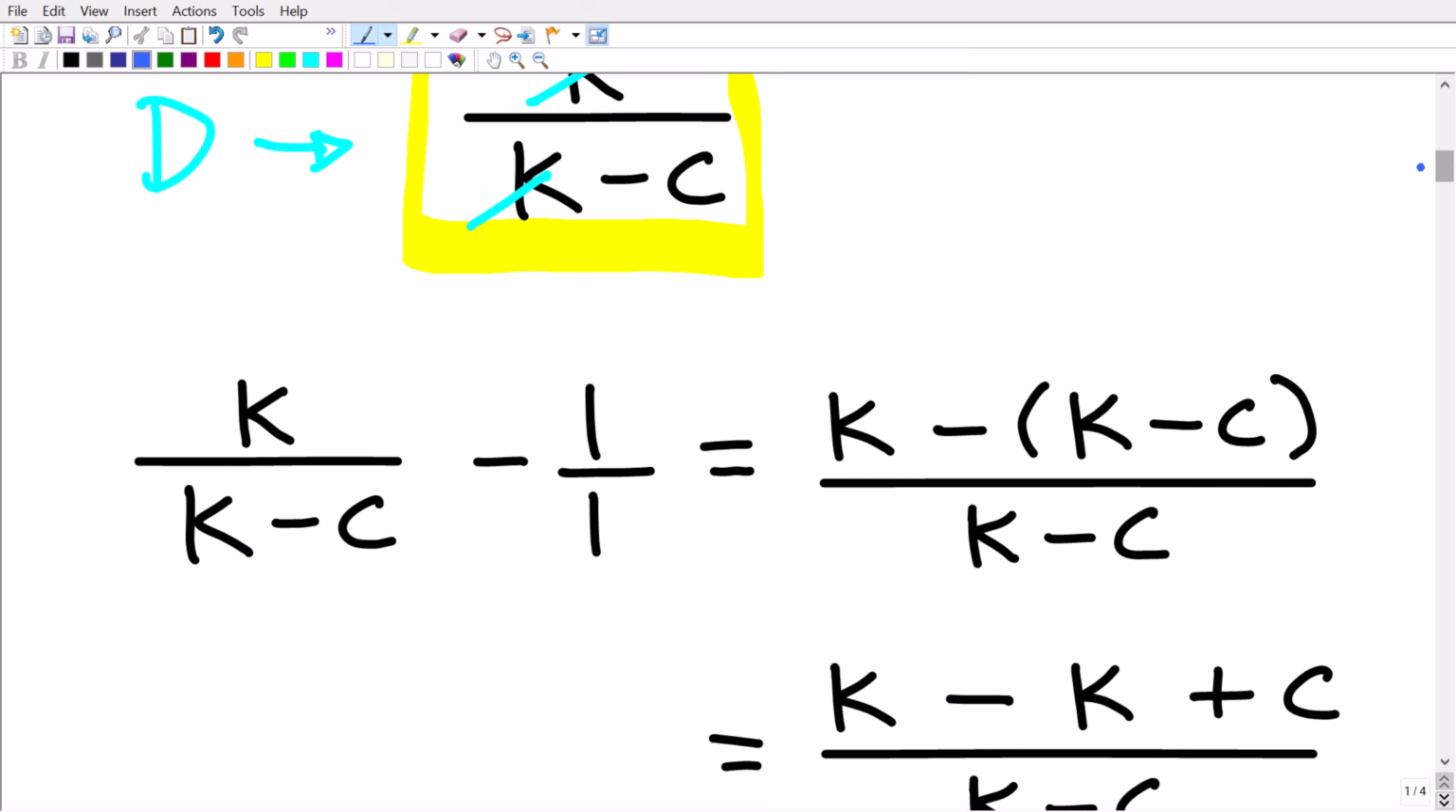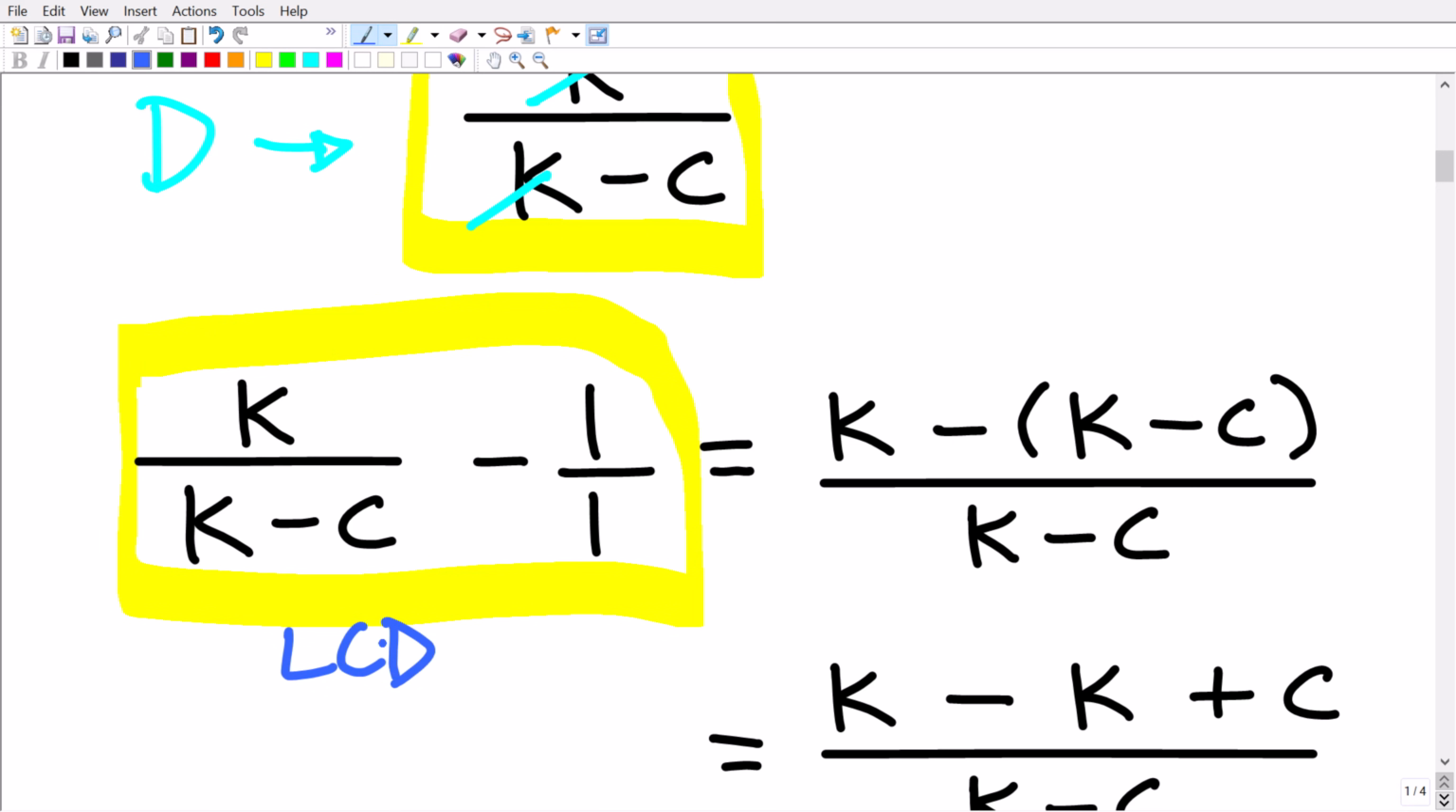All right, so this is our numerator. We have k over k minus c, and we're subtracting 1. But I want to think of that 1 as a fraction, so 1 over 1. So how do you subtract fractions? Well, the way you subtract fractions is you need to find the lowest common denominator. So down here I have k minus c as a denominator and then 1. So the LCD here is k minus c.